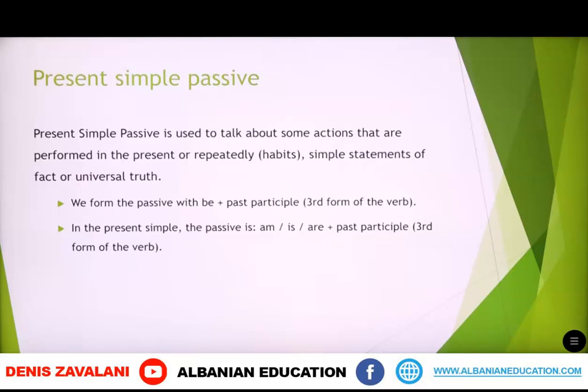How to form the passive voice using the present simple tense: the verb be plus past participle. In the present simple, the passive is am, is, are. So the verb be should be used in the form am, is, are, plus the past participle, the third form of the verb. As we all know, it takes the ending s. For example, we see an example here.